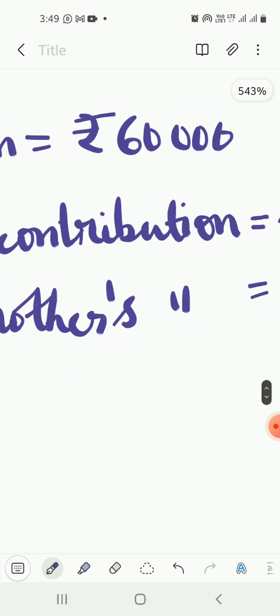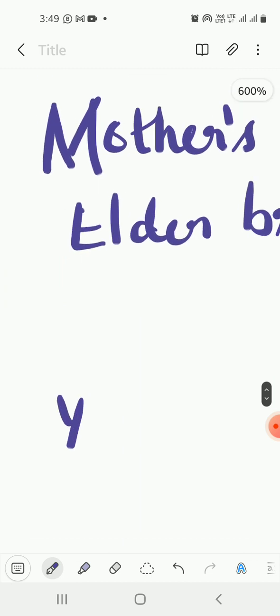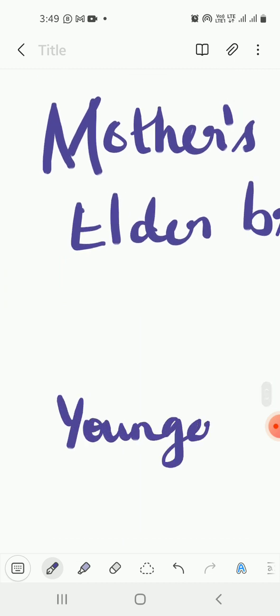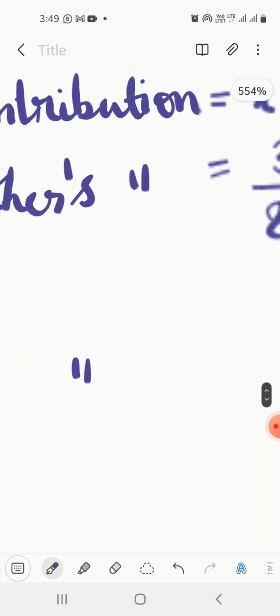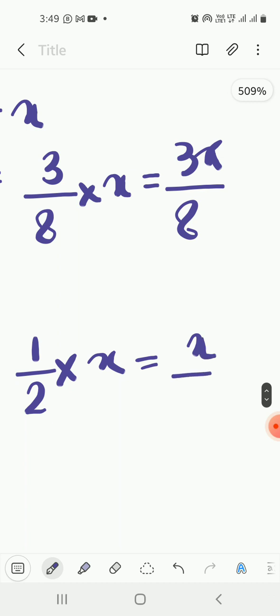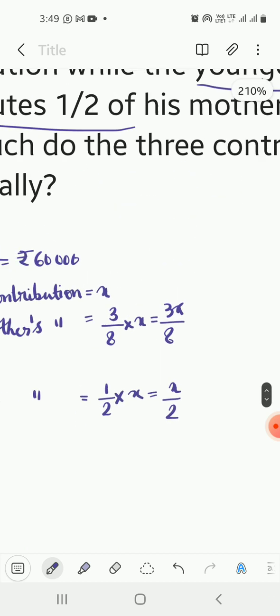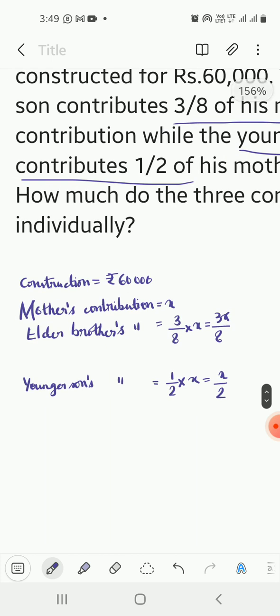And the younger son's contribution is half of his mother's contribution. So the younger son's contribution will be half of mother's contribution, that is X, so this becomes X by 2. Now the room was made by the mother and the two sons. So mother's share was X, elder son's share was 3x by 8, and younger son's share was X by 2.